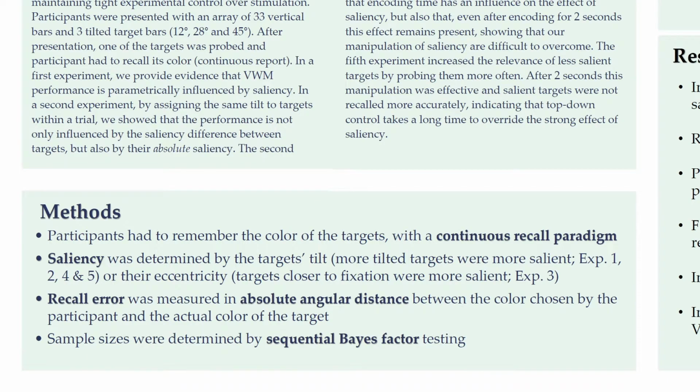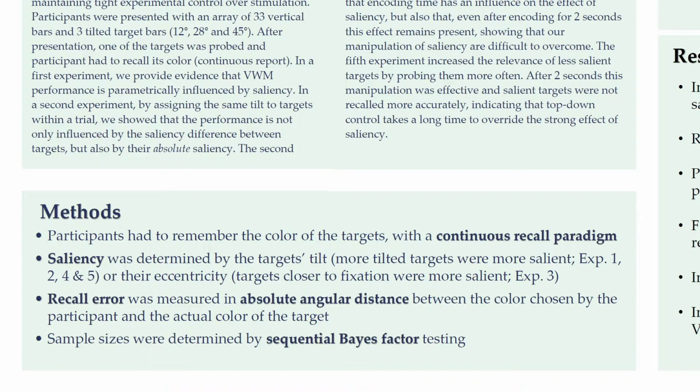We used a continuous recall paradigm. Participants had to recall the colors of the targets by clicking on a color wheel. In 4 of the 5 experiments, target saliency was scaled by tilting them. In the remaining experiment, it was determined by the eccentricity of the target. I will give more information on the experimental design in a minute.